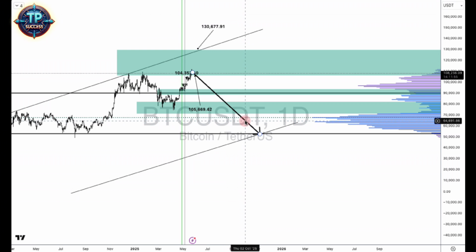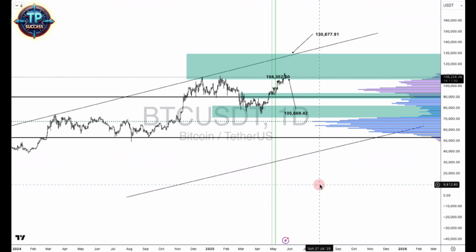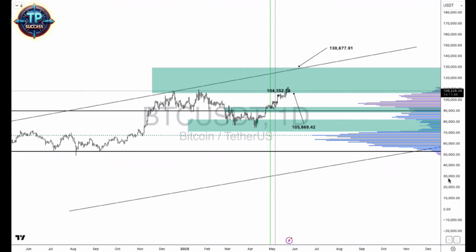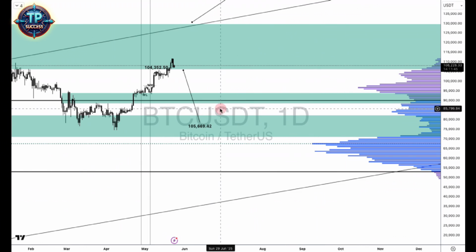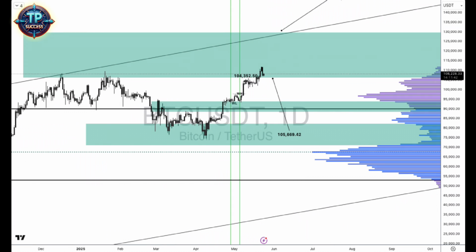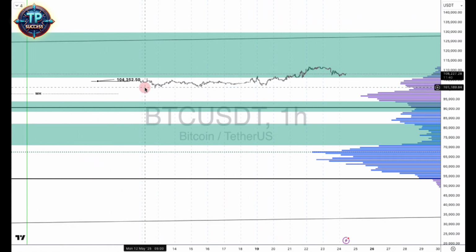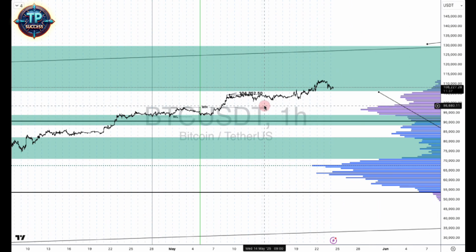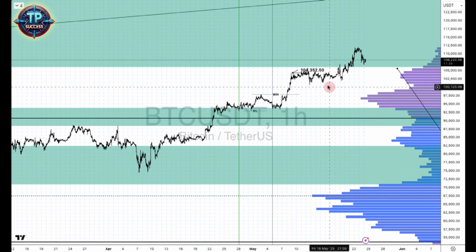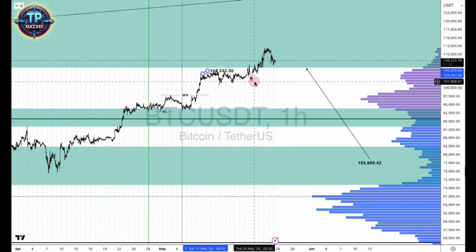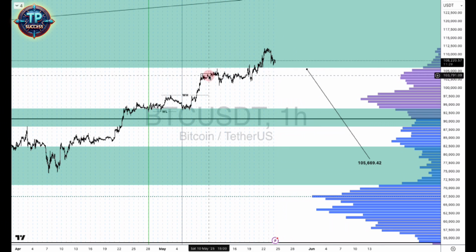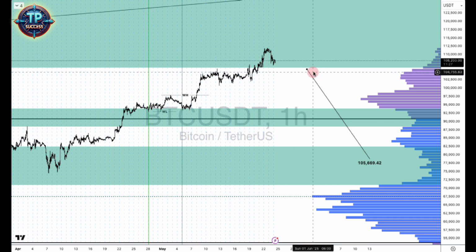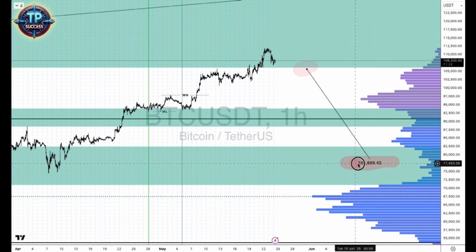Now, for immediate action, meaning you want to make moves today, you want to do something today, you want to be in today, you want to handle some business today, then basically what I would say is this. The levels that I pointed out before are still relevant. The main one is this one right here. This level, which is highlighted, BTC at 105, is super relevant.